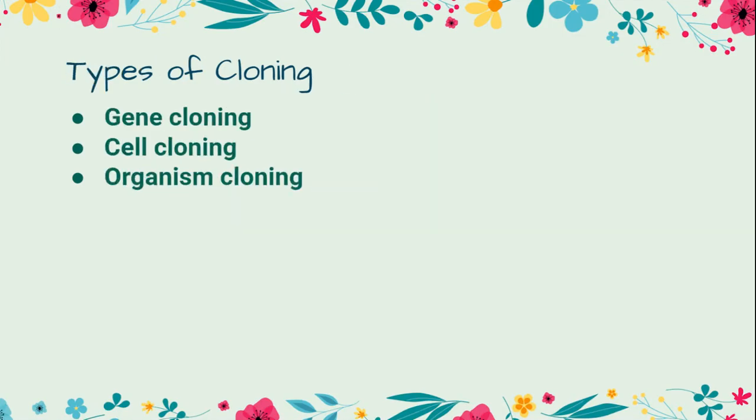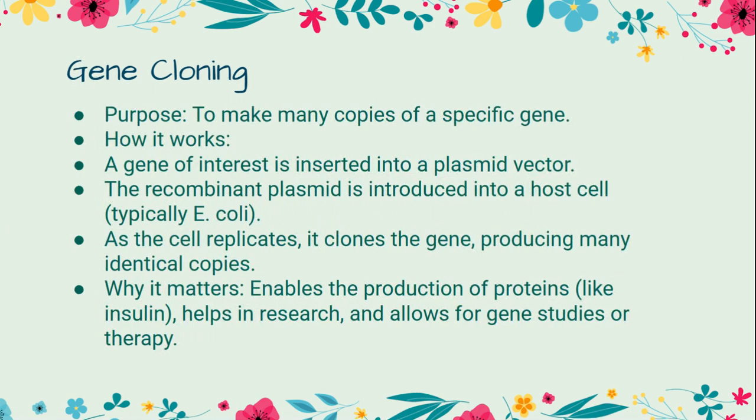There are three different types of cloning. We have gene cloning, cell cloning, and organism cloning. Gene cloning, the purpose is to make copies of a specific gene. A gene is inserted into a plasmid vector. That vector becomes a recombinant plasmid and is inserted into a host cell. Typically, this host cell is E. coli. As the cell replicates, it clones the gene, producing many identical copies.